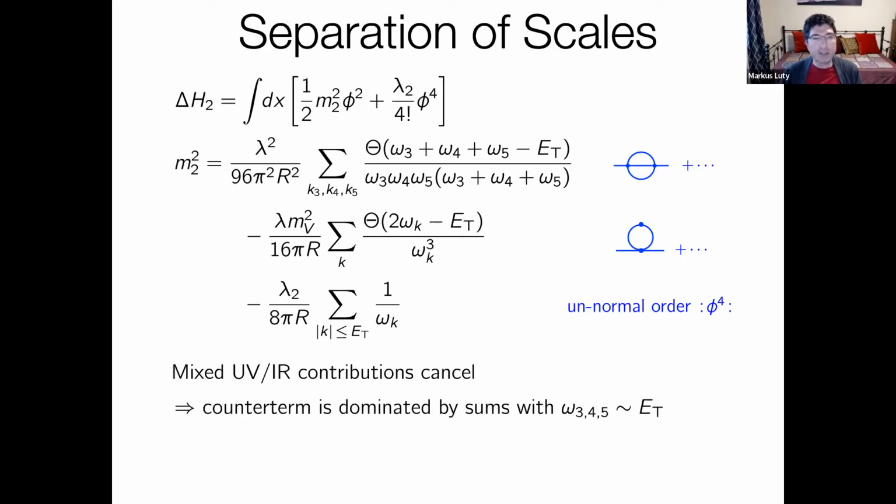And that tells me that the counterterm really is dominated by sums where these omegas are of order ET, okay? So we don't have a nice formula to show you for this because it is too complicated, but we can just numerically evaluate it. That's what we'll do at the end of the day, okay?